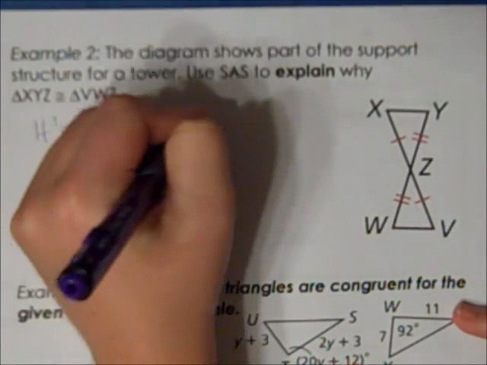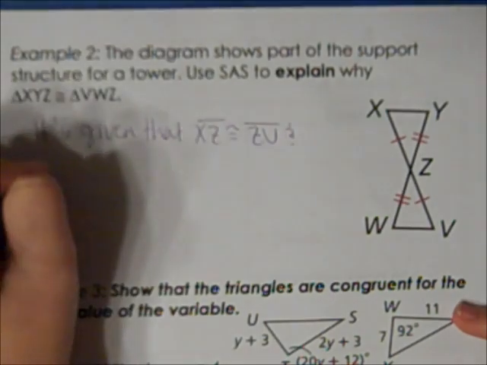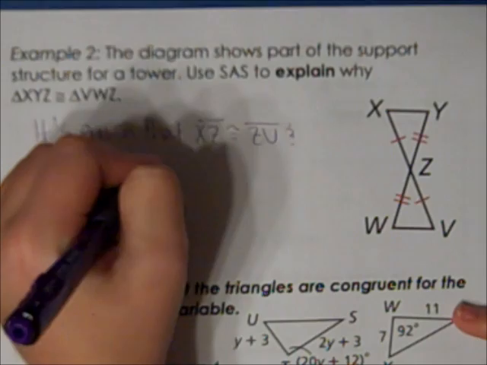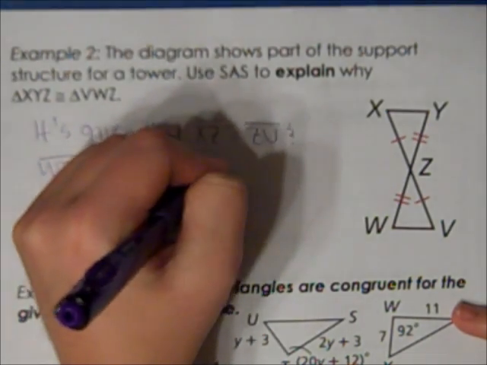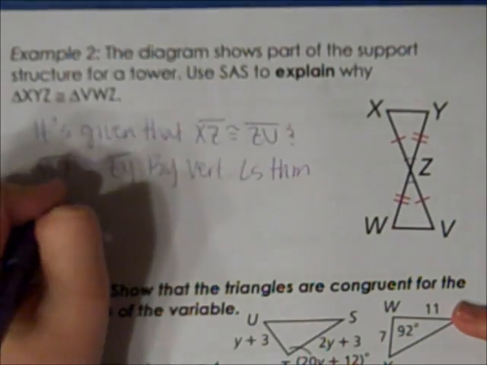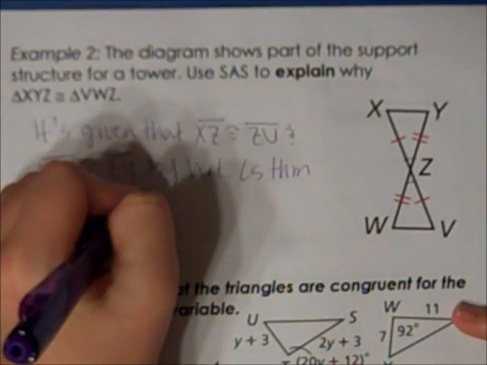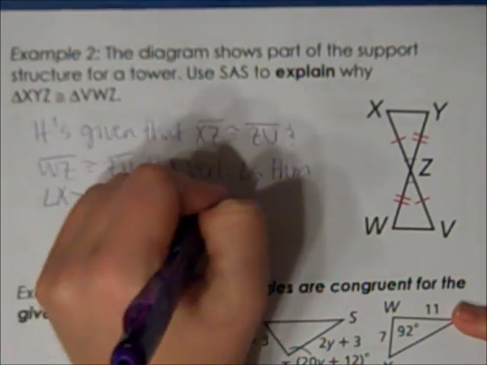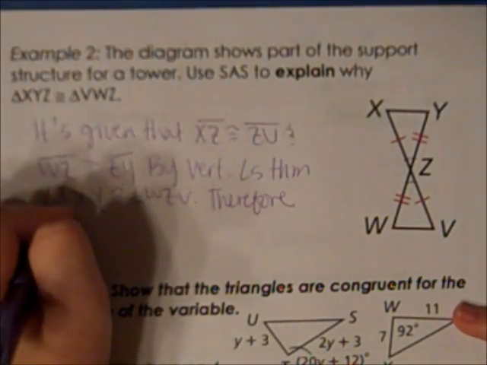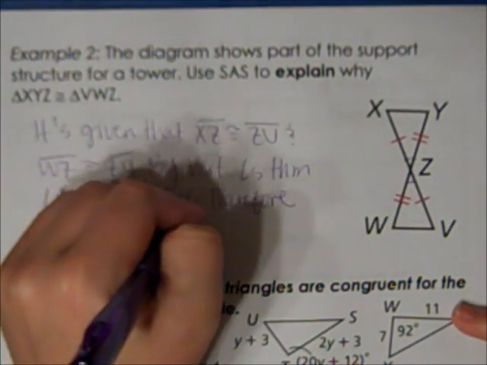that XZ is congruent to ZV and WZ is congruent to ZY. By the vertical angles theorem, angle XZY is congruent to angle WZV. Therefore, triangle XYZ is congruent to triangle VWZ.